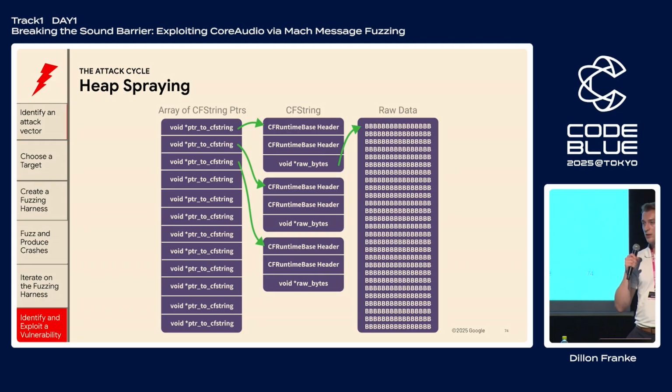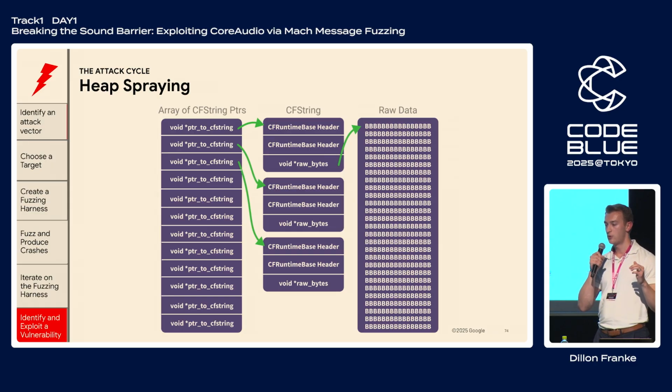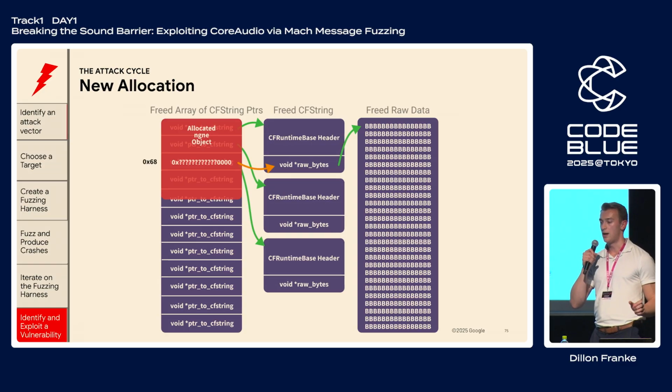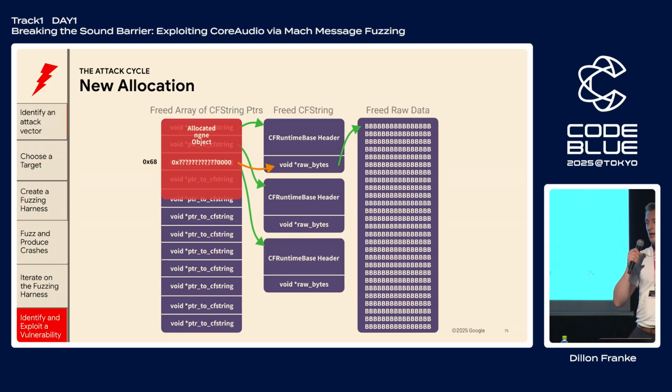To give you a quick visual on what this looked like, we allocate an array of CF strings. Each of those points to a CF string object. And then there's a raw bytes pointer that you see there, and that points to the actual raw data that we have allocated. What we're hoping happens is that one of these allocated engine objects gets allocated over the top of our CF string array that we previously allocated.